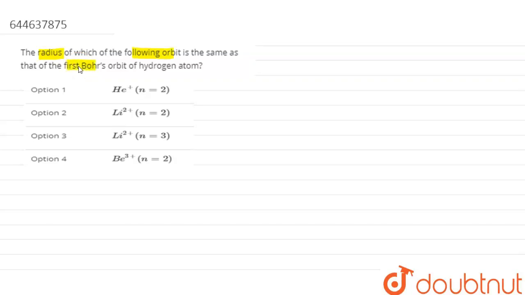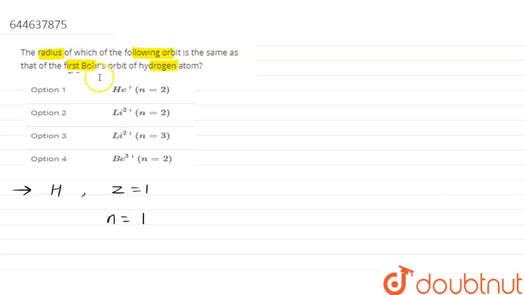Hello students, the question given is: the radius of which of the following orbits is the same as that of the first Bohr orbit of hydrogen atom. So in the given question, the given data is that we have a hydrogen atom. We know that Z for hydrogen is 1, and the orbit given is the first Bohr orbit, which means the value of n, the principal quantum number, is 1.